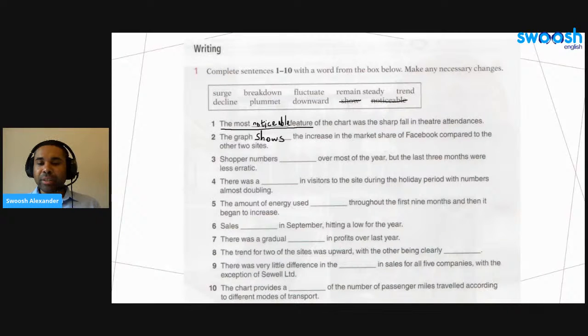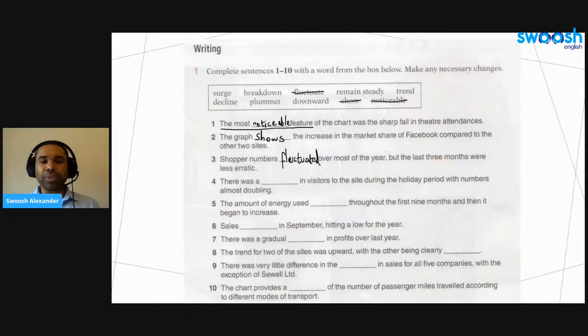Okay, so number 3, we've got a suggestion here from Jayshree, fluctuate. So let's have a look. Shopper numbers over most of the year, but the last 3 months were less erratic. So comparing that with it being erratic, definitely fluctuate, but we should use, of course, the past tense, because we can see it says were less erratic at the end of the sentence. So this is referring to information which occurred in the past. So fluctuated is the answer here.